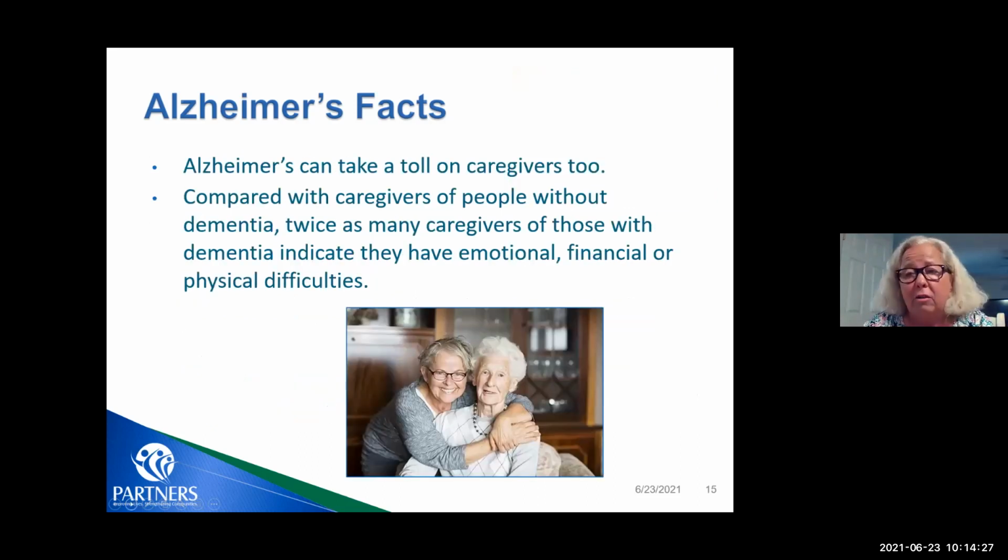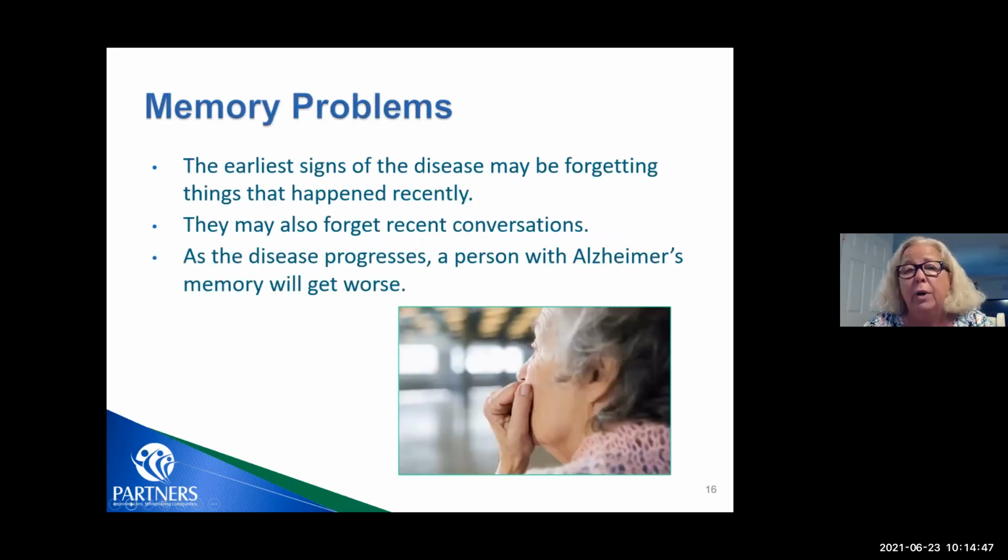Alzheimer's takes a toll on caregivers too. When you compare that with caregivers of people that don't have dementia, twice as many caregivers of those with dementia indicate that they have emotional, financial, or physical difficulties. It is a difficult job and it is a stressor and it can really wear you out. Those are folks that need support.